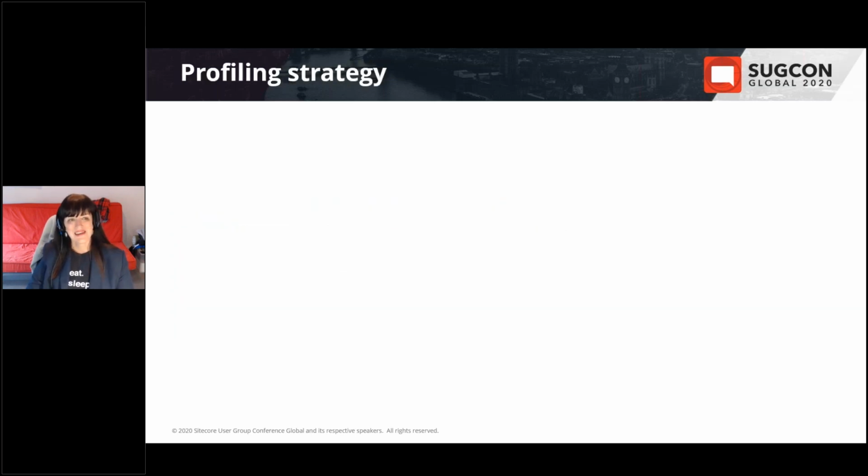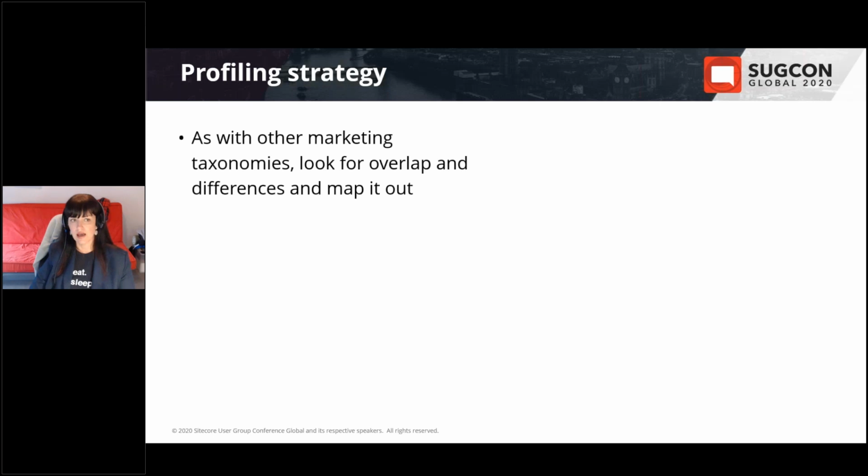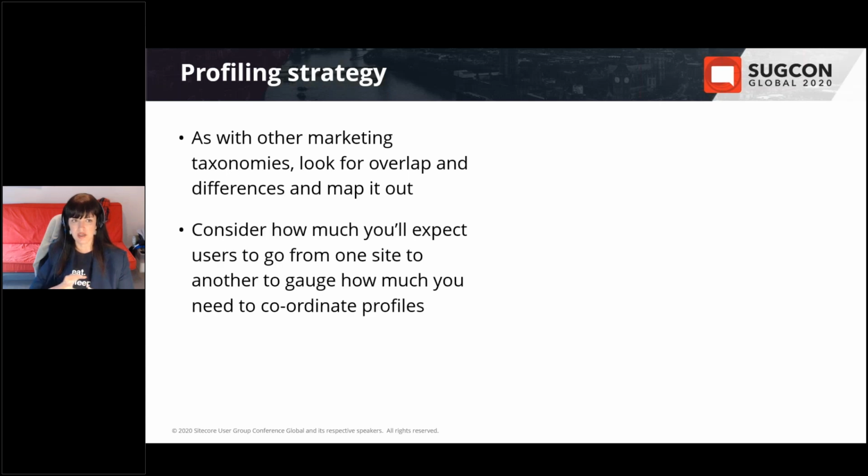Profiling strategy. This is the last item we'll cover in the most common marketing taxonomies, and it is used a lot. As with the goals and campaigns, you want to look for overlap here and create a matrix. The degree to which you expect visitors to go from one site to another will have a really big impact on how much similarity you will see between the profiles.